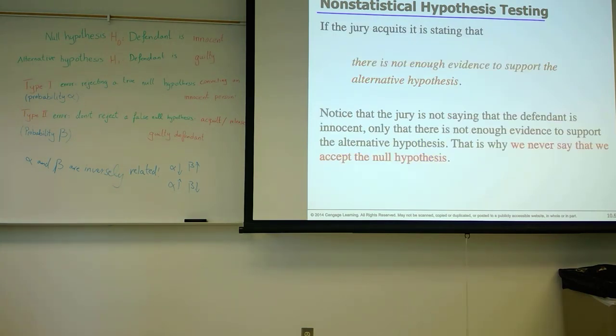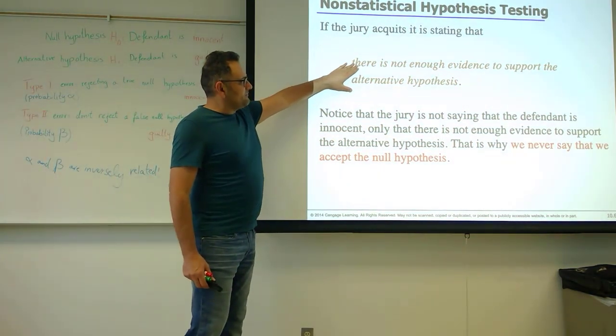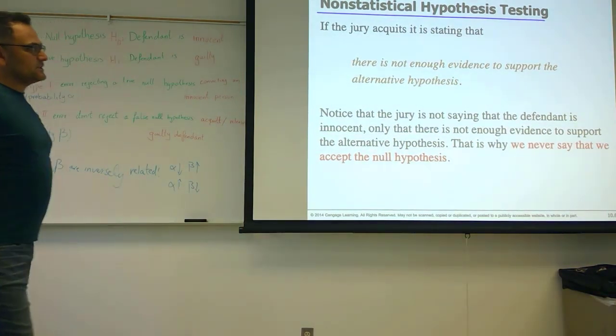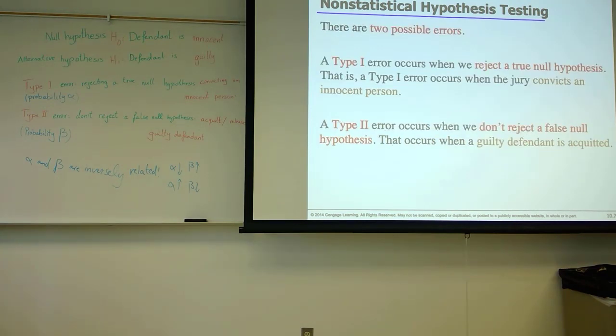If we do not have enough evidence to reject the null hypothesis, this is what we usually say: there is not enough evidence to support the alternative hypothesis. What we never say is that we accept the null hypothesis, right? There's just not enough evidence to reject the null hypothesis. That being said, there are essentially two errors that we can make. There is a type 1 and a type 2 error.